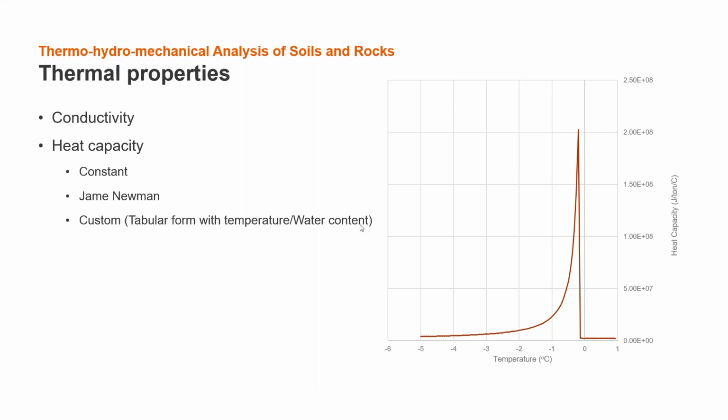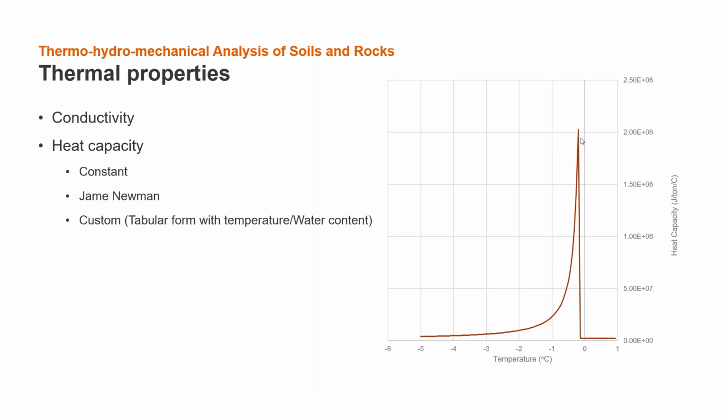Another very important property for thermal analysis is the heat capacity. We have three ways to model heat capacity in IHU. You can have constant heat capacity, you can use Jan-Newman's method, and of course you can do it custom. Using the Jan-Newman method, the effects of ice, water, and solid contribution to the heat capacity will be automatically accounted for. You can also specify to include the latent heat or not.